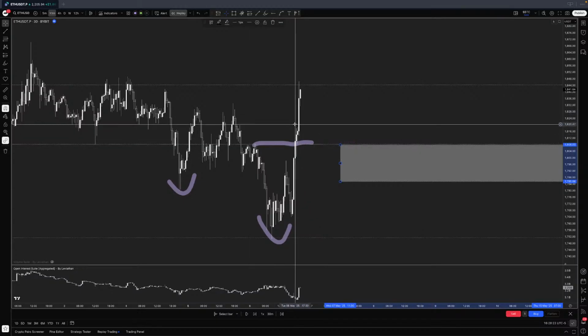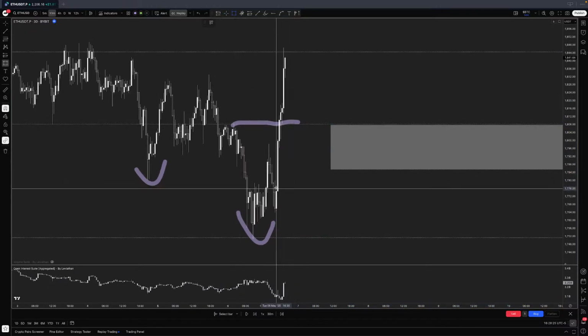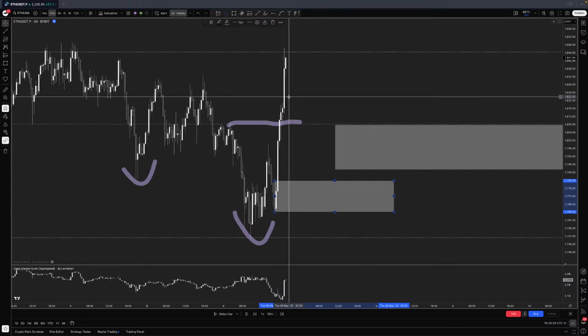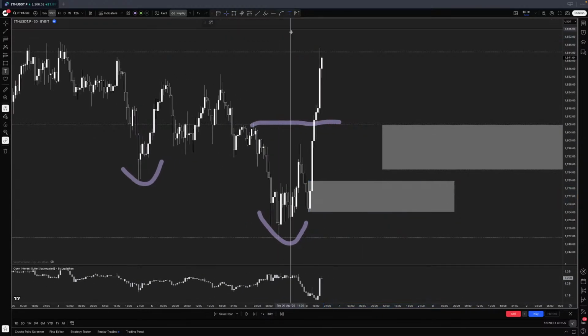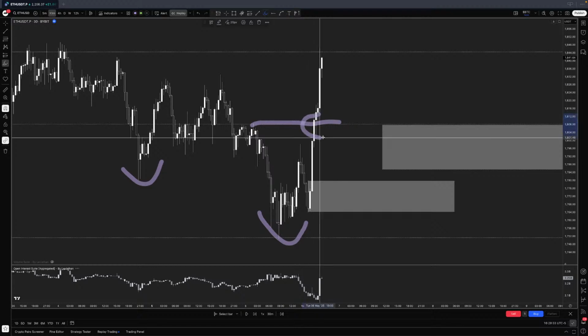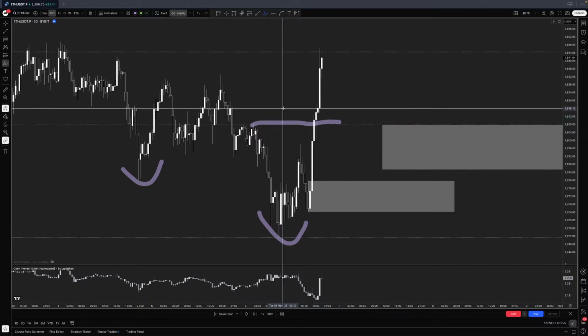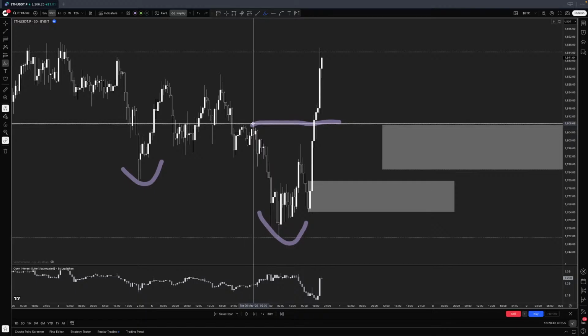Okay, which are these levels? The last bearish candle before the break of market structure, the break of price structure, because we can clearly see the break of price structure over here. The last candle that is confluent with the break of structure, which is this one.